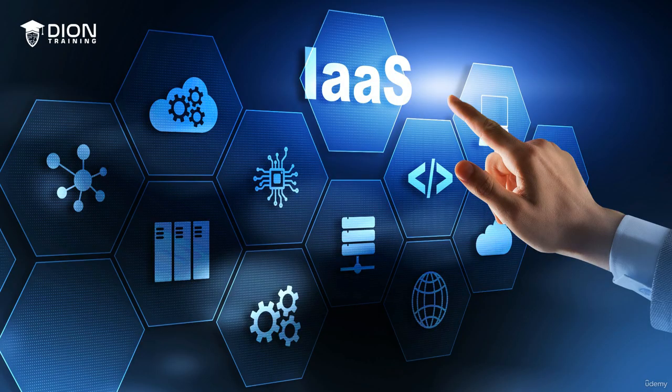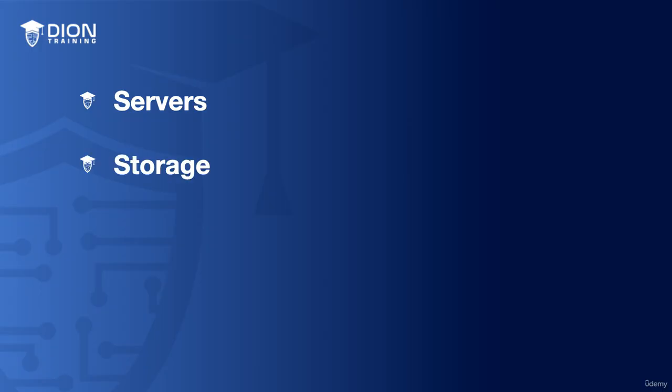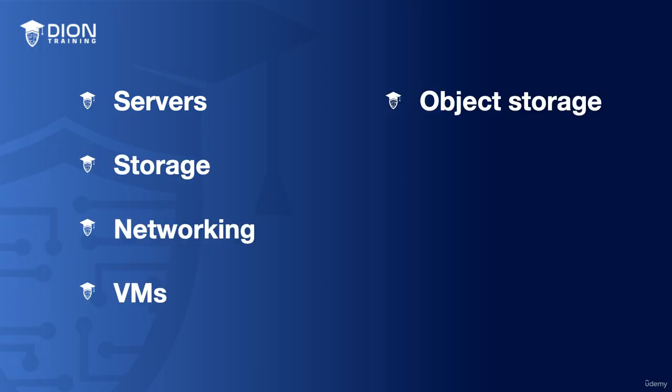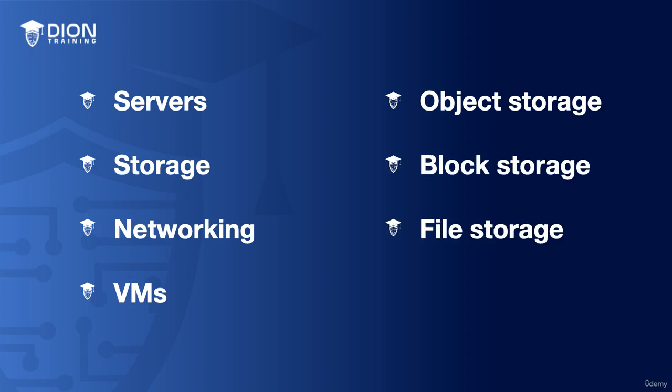So remember, when it comes to infrastructure as a service, this is a cloud computing service model that provides organizations with virtualized computing resources such as servers, storage, networking, virtual machines, object storage, block storage, and file storage. These services can all be used to host and run applications and services, store and process large amounts of data, and even deploy and manage containerized applications depending on the IaaS that you're using.